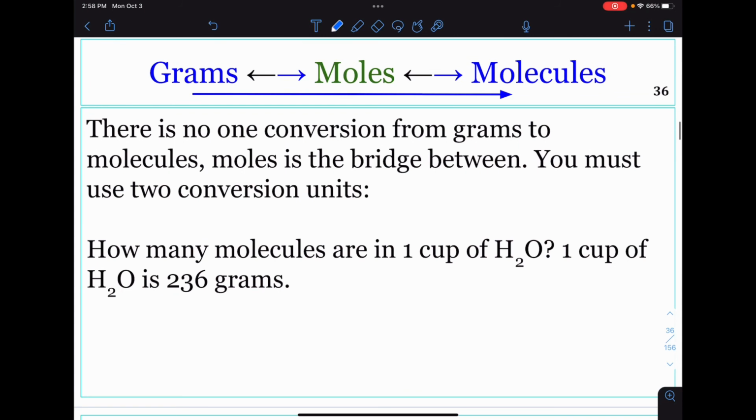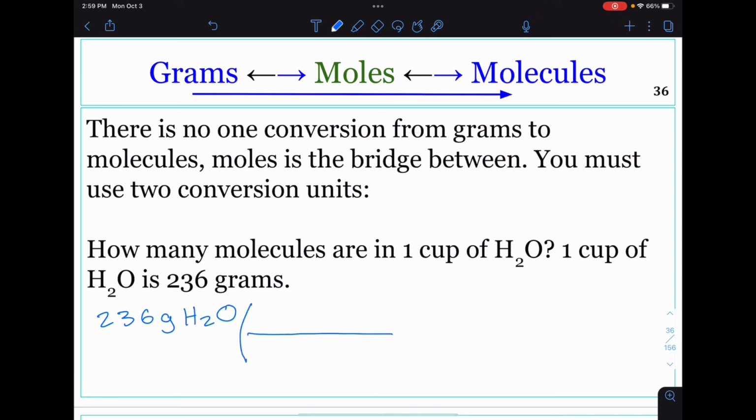There is no one conversion from grams to molecules. Moles is the bridge between the two of them. So you have to use 2 unit conversions if you're trying to go from mass to molecules. Let's do this problem together. How many molecules are in 1 cup of water? 1 cup of H2O is 236 grams. Start with what you're given.